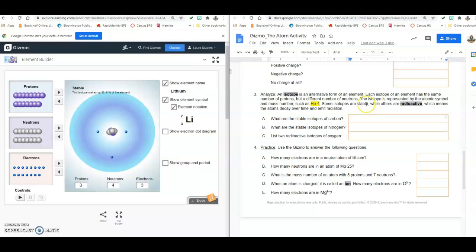Some isotopes are stable. That means that they won't fall apart in nature, they won't turn into other elements. While others are radioactive, which means the atoms decay over time and emit radiation.